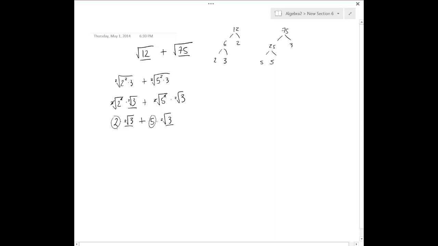It's kind of like if we have 2 apples and 5 apples. Think of the square roots of 3 as the apples that we're adding together. If I have 2 of them and I add 5 of them, I should get a total of 7 of them. So that completes the answer for that one, and this is the most simplified that you can make this.